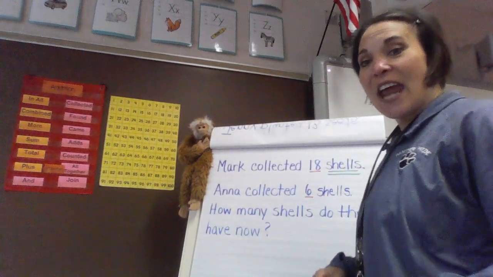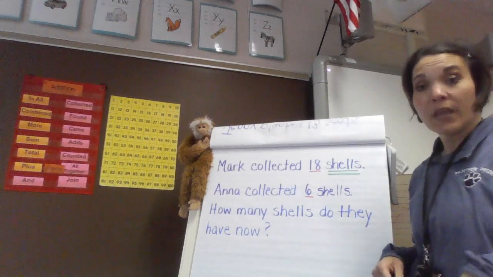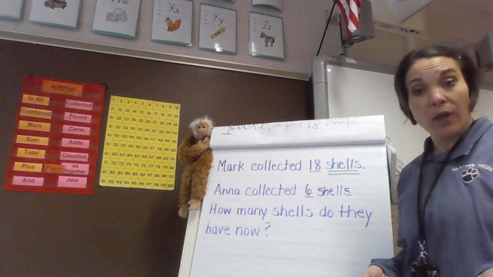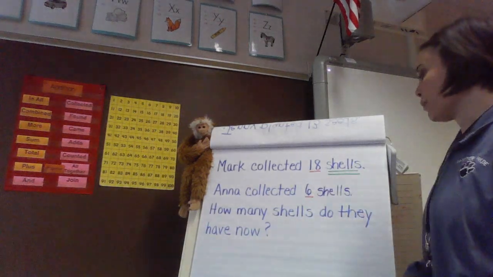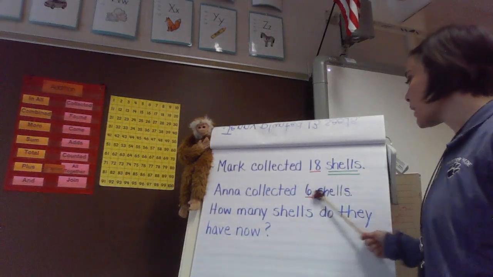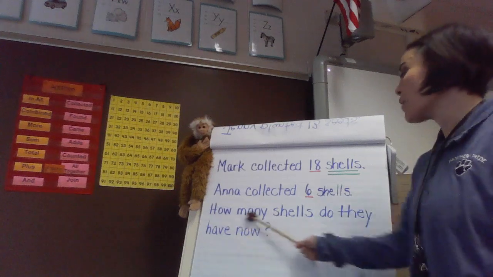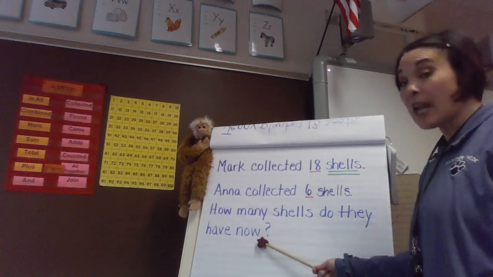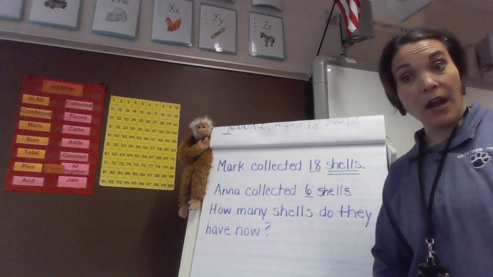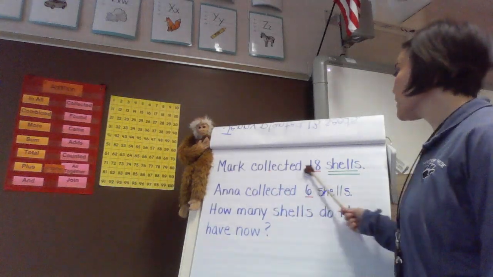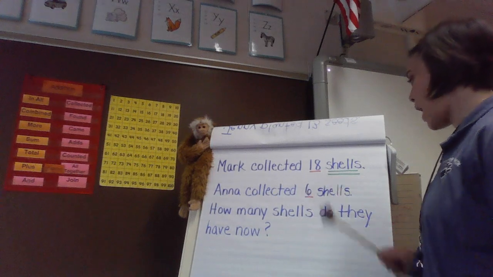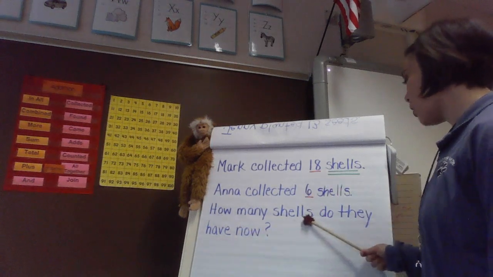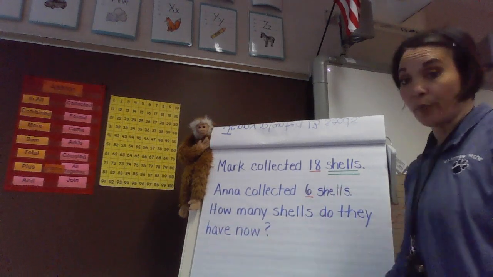Hello, I'm back again. Now, here's our next problem. Remember, I'm going to read it more than one time. So it says, Mark collected 18 shells. Anna collected 6 shells. How many shells do they have now? So let me read that again. Mark collected 18 shells. Anna collected 6 shells. How many shells do they have now?